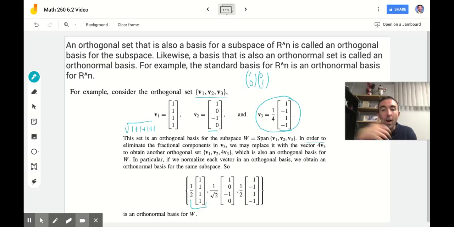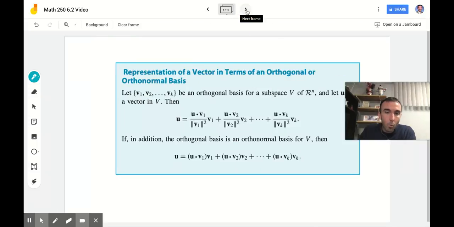So again, orthogonal means that we have the 0 dot products, but then orthonormal takes those orthogonal vectors and just divides each of them by the norm. Hence orthonormal.